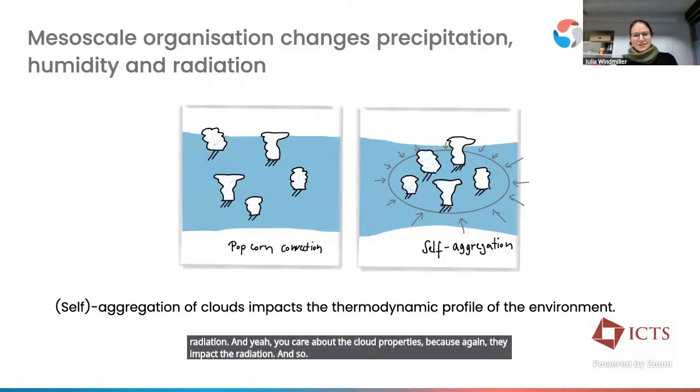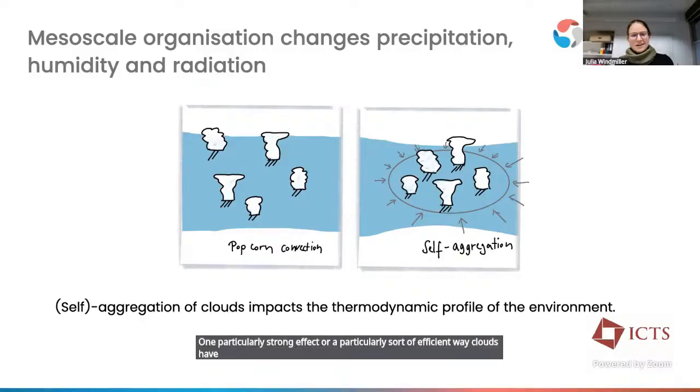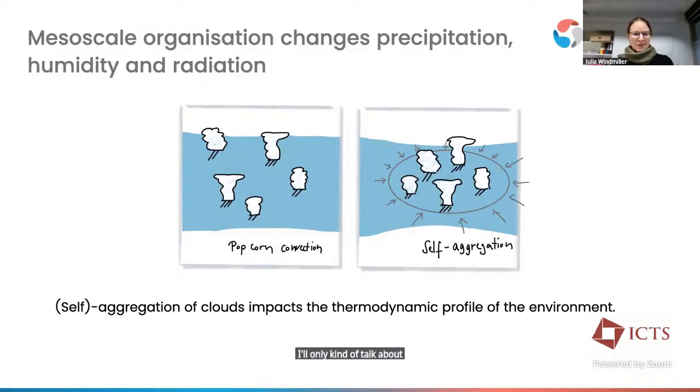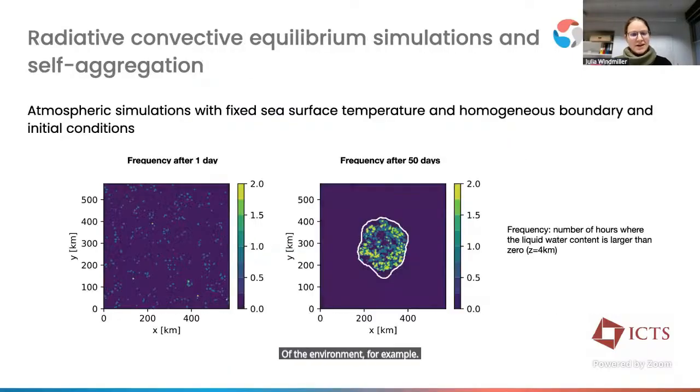One particularly strong effect, or a particularly efficient way clouds have of impacting this, is that they can organize themselves. Again, I think you've had a lecture on this, so I'll only talk about it briefly. The idea is that instead of popcorn convection, so randomly distributed convection, you have clouds that clump together. And that has been shown to have a strong impact on the thermodynamic profile of the environment, for example. So I'm going to make it a bit more concrete.